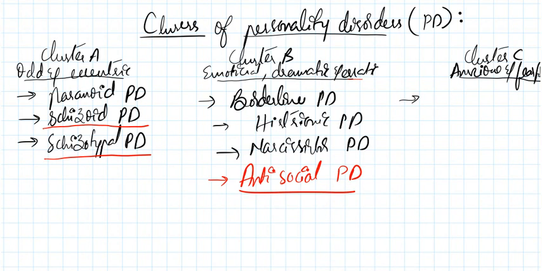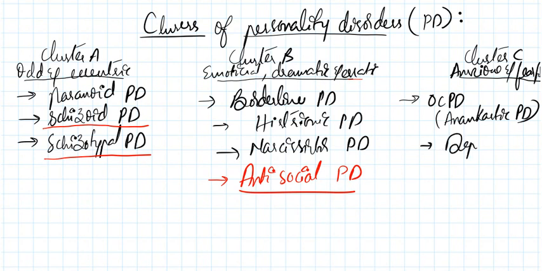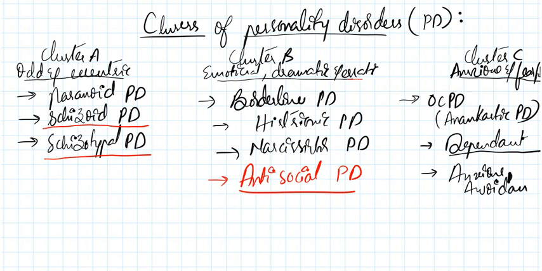Cluster C consists of OCPD, the shortcut for obsessive compulsive personality disorder, also called anancastic personality disorder. Please write this in brackets: anancastic personality disorder. The second one is dependent personality disorder. This is also very important. I think it was given in the 2019 NEET PG question paper, you can check it. Next is anxious avoidant personality disorder. Previously we discussed that cluster C consists of anxious and fear oriented conditions, that is anxious avoidant personality disorder.